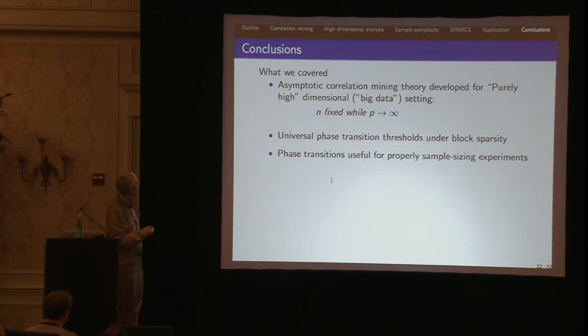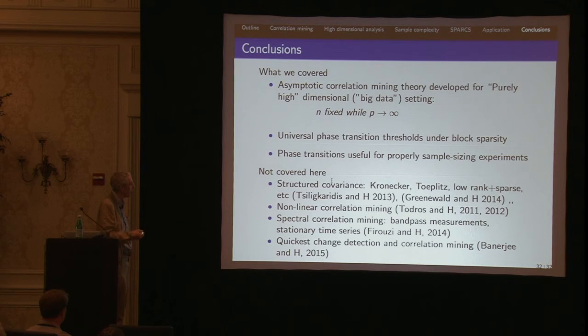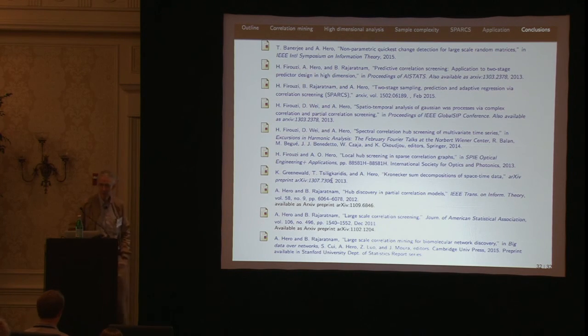So in conclusion, this asymptotic regime, this purely high-dimensional regime where n can remain fixed while p goes to infinity, is, I think, a very important one, and then you can talk just about detection of a very high level of correlation. These are universal phase transition thresholds that are independent of the true correlation, if you have a block sparsity condition, and then you can use these for properly sizing the samples of some experiments. We haven't covered some other applications of this, which I won't talk about here because I've run out of time. But you can take a look at these references which I've listed here. So thank you.